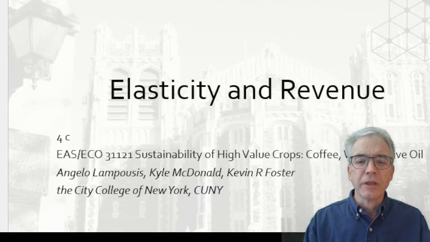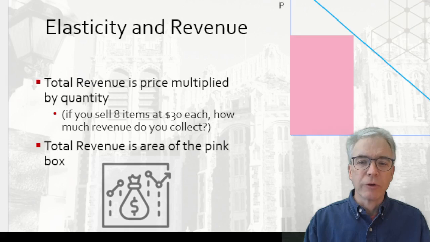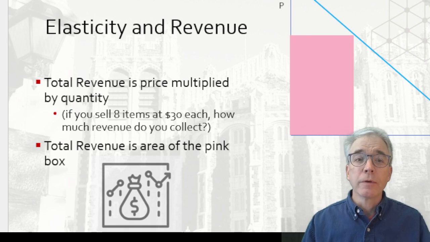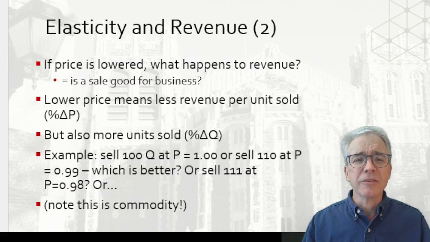So elasticity connects with revenue. We went through a little bit of that last time. Total revenue is price multiplied by quantity. From the demand curve shown, for any price in the market, there's a certain number X demanded. When those are multiplied together, that's the area of the box, which I've shaded pink here. If a business sells 8 items at $30 each, then their revenue is $240. Simple enough. What's the connection with elasticity?